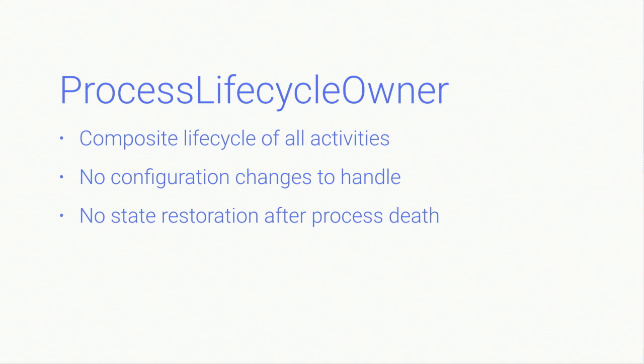So there's no configuration changes to handle because we're not going to be dealing with those from these. The process lifecycle owner just stays alive through the whole process. But that also means that you don't get state restoration after process death, like we mentioned earlier. So that means that you don't have to handle saving and restoring that state, but at the same time, you need to remember to re-register these process lifecycle-based observers if that's something that you're working with.